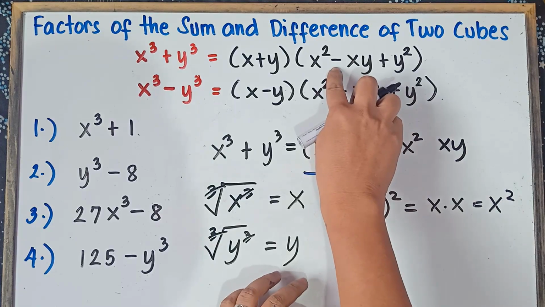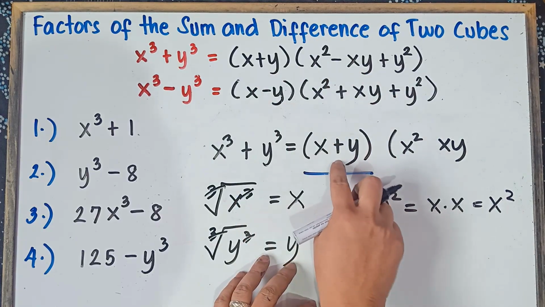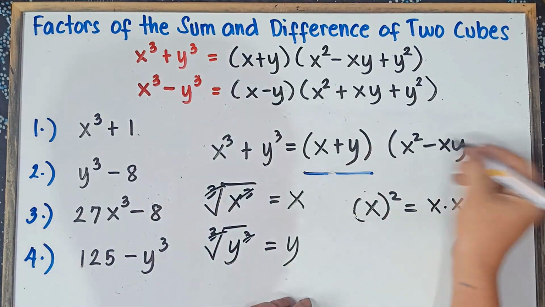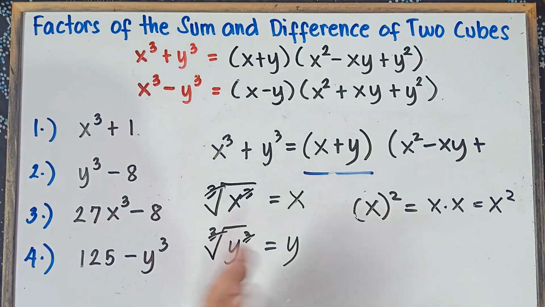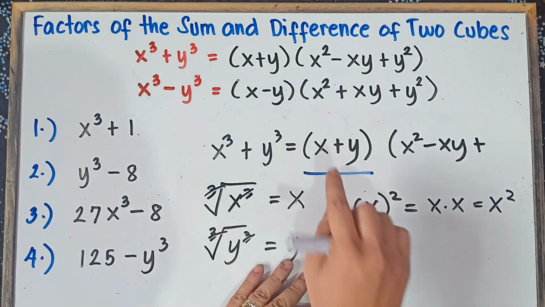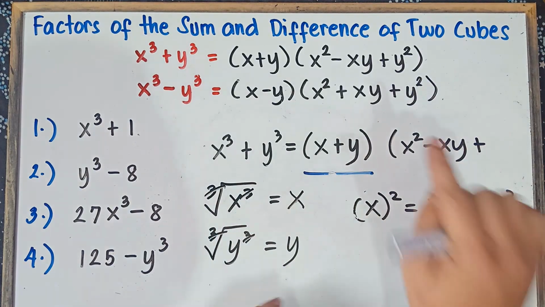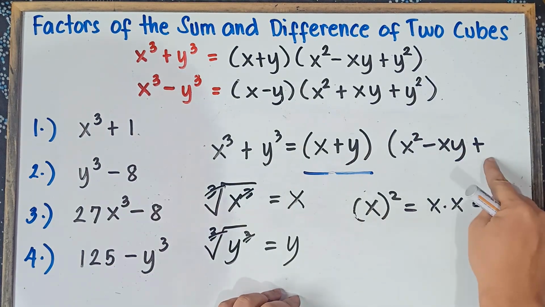Once again, class, this is the pattern. Your first factor will be positive, and then your second factor will be positive, negative, and then positive. So that's the pattern there, class. Once again, your first factor will be positive, then your second factor will be positive, negative, and then positive.